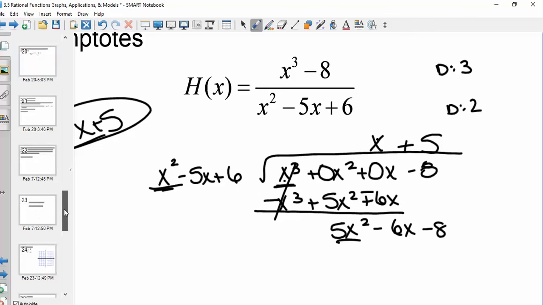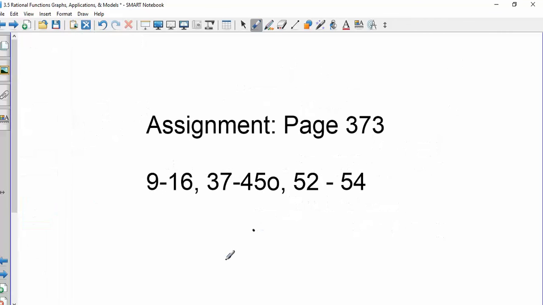So, where do I have it? Your assignment. Most of these, like 9 through 16, you're just looking at some graphs and answering some questions. 37 through 45, you're just writing down the asymptotes. 52 and 54, there's a matching one. There's looking at a graph and writing out the asymptotes.